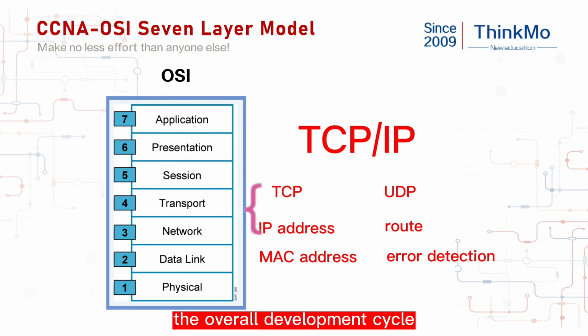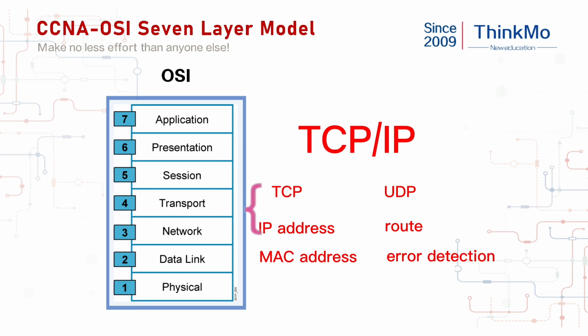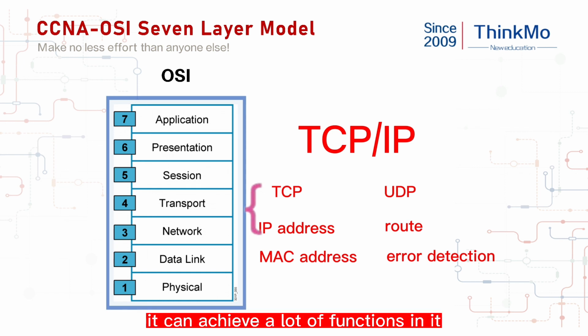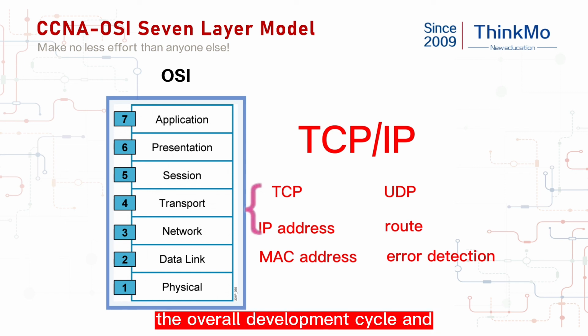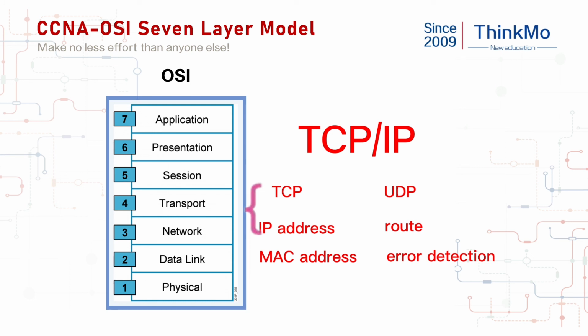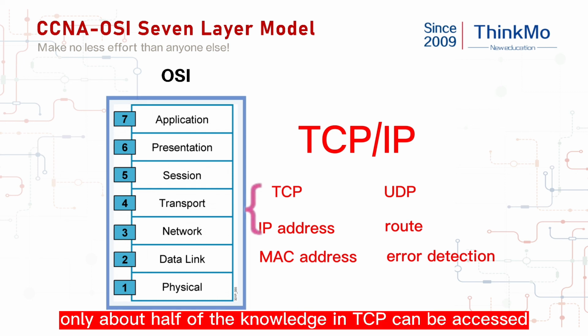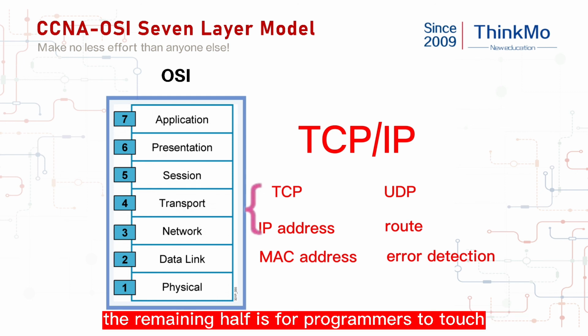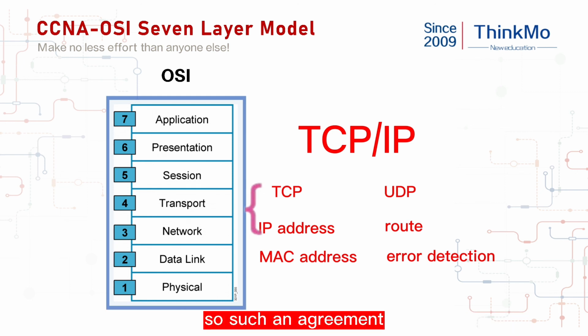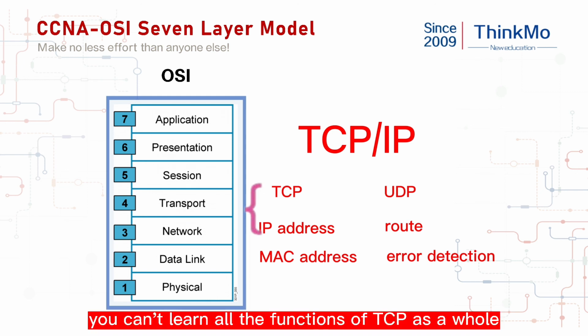The overall development cycle of the TCP protocol is about 20 years. It can achieve a lot of functions in it. The overall development cycle and design cycle are very long. Actually, we as networkers can only access about half of the knowledge in TCP. The remaining half is for programmers to touch. So such a protocol, don't ask everyone to fully grasp. Even if you get to IE, you can't learn all the functions of TCP as a whole.